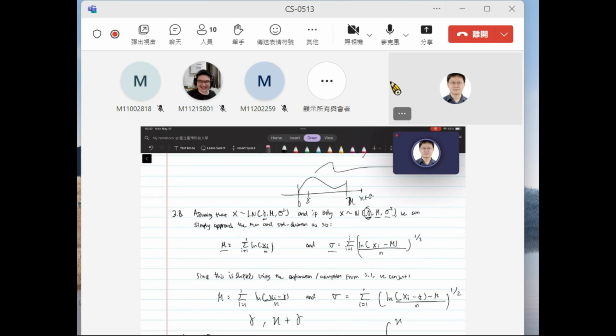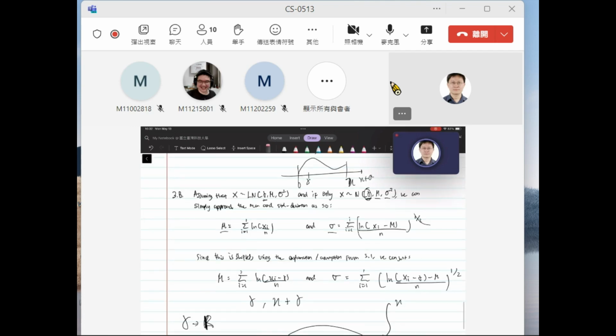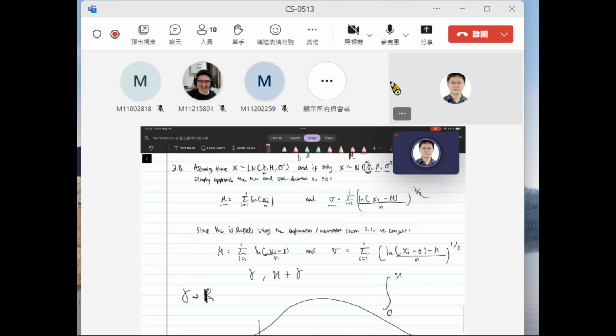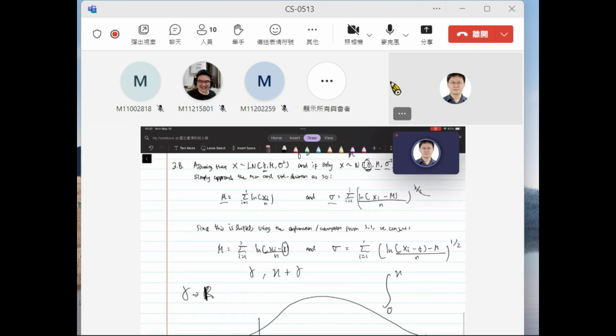If we just move this, it becomes the variance. And because this is just shifted, we just shift the x_i's with the shift term in here. So technically there's nothing else that we can do. We just need to shift that by gamma, and that's it. That's pretty much the mean and also the standard deviation of the distribution.